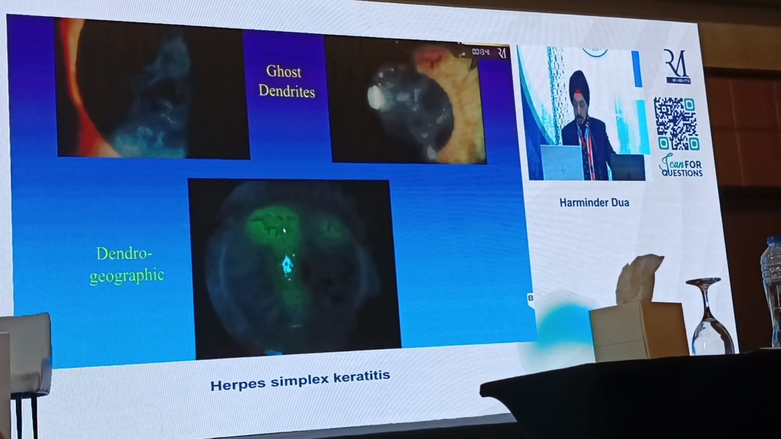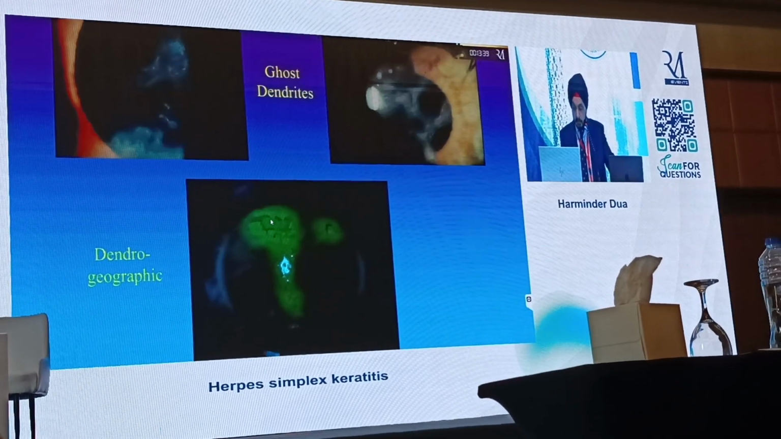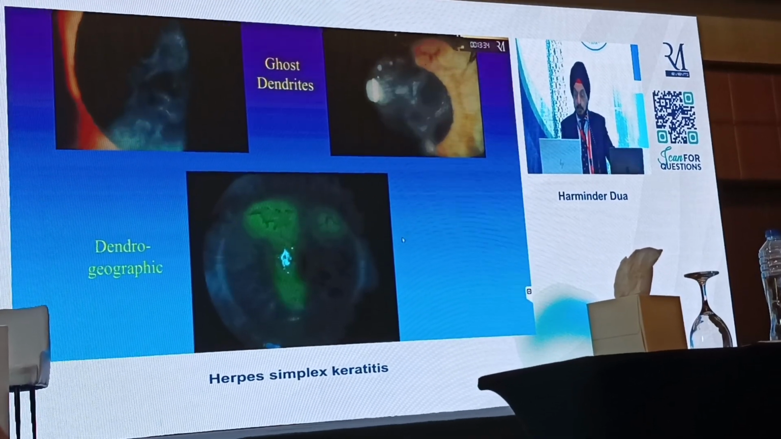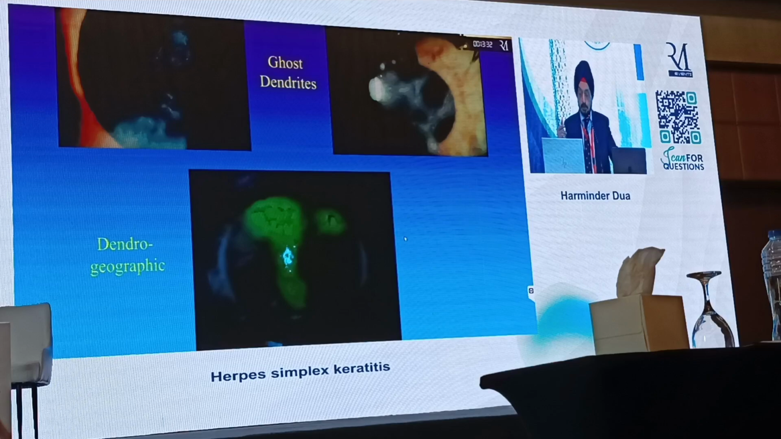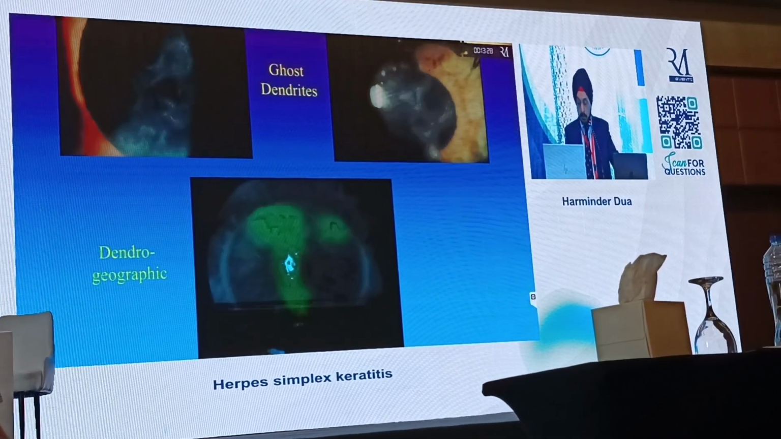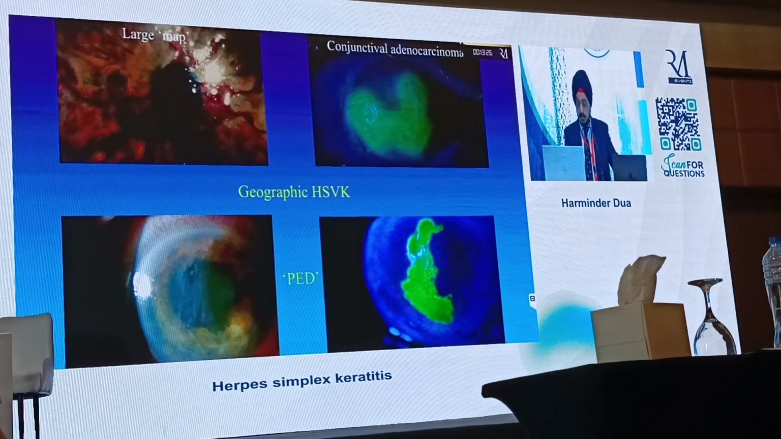And here's another geographo-dendritic lesion, geographic on the top, like North America, and then the dendritic lesion. Usually this happens if you are treating patients with a lesion with steroids, they rapidly expand from a dendrite to a geographic lesion. And these are some other examples.